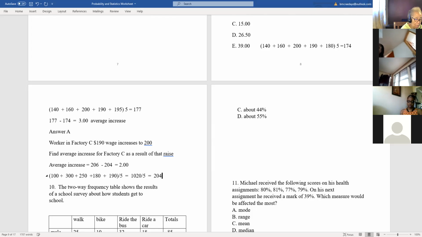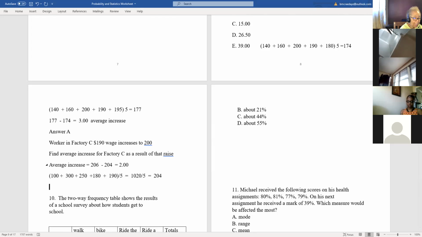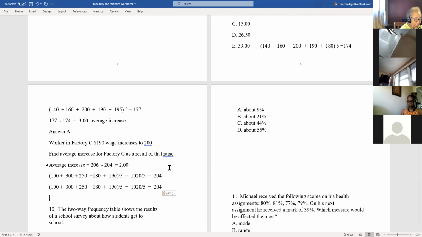Right, 204. Now, when you added this up again, instead of the 190, you put the 200. You only had to add 10 to the 1020. You didn't have to add it up again because you already got the 1020 and that went up by 10. So this would be 1030, right? What's 1030 divided by 5, Michelle?